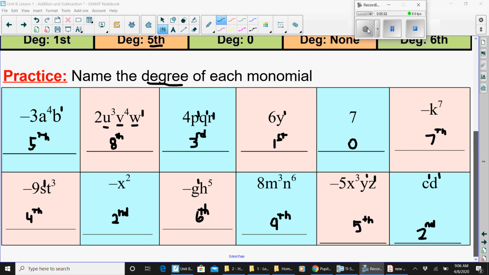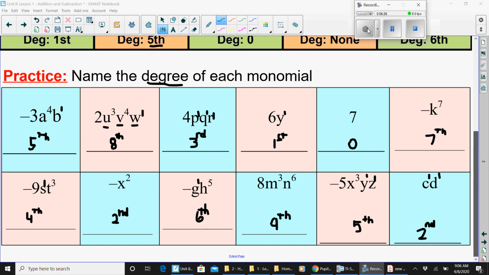Alrighty, so here are the answers. Went over the first two. The third one is 4p to the first, q to the first, r to the first. That's the third degree. 6y to the first power is the first degree. 7 has a 0 degree. Negative k to the seventh, that's the seventh degree. Negative 9, s to the first, t to the third, that's 1 plus 3, fourth degree.